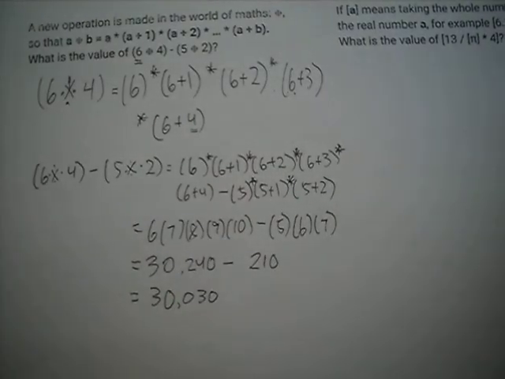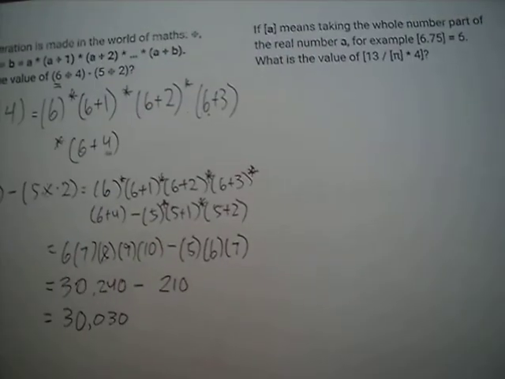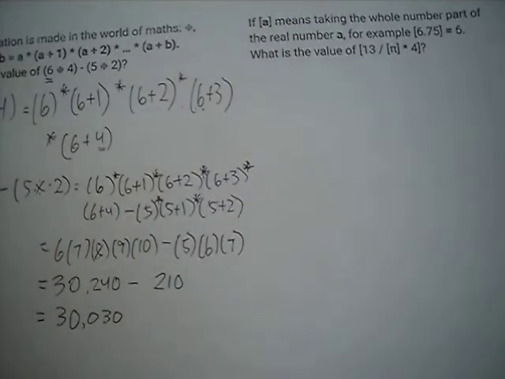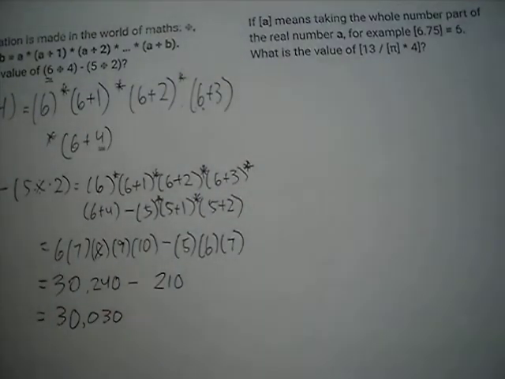Now finally we move on to our last problem, and this one is a bit of a twist. So if brackets a means taking the whole number part of the real number a, for example brackets 6.75 is equal to 6, what is the value of 13 divided by pi in brackets multiplied by 4, and everything is in brackets?